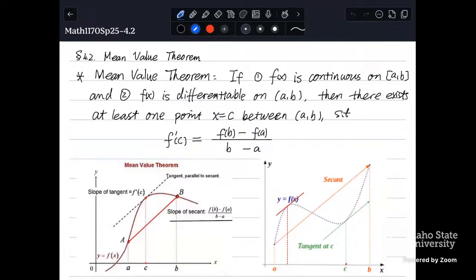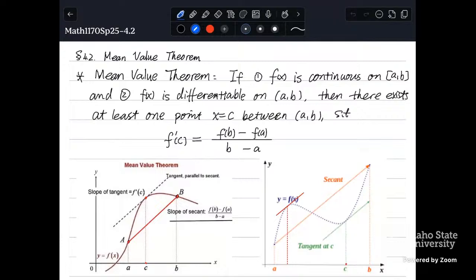The slope of the secant line connecting the endpoints. If you have A, B here, then f of B minus f of A divided by B minus A is the slope of the secant line. That's the slope of this line. The left side is the derivative at a certain point. Remember, the geometric meaning of the derivative is the slope of the tangent line, right?